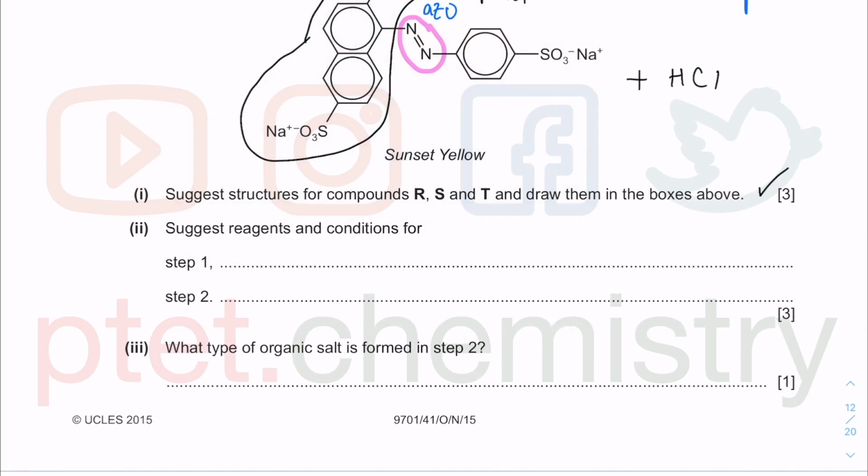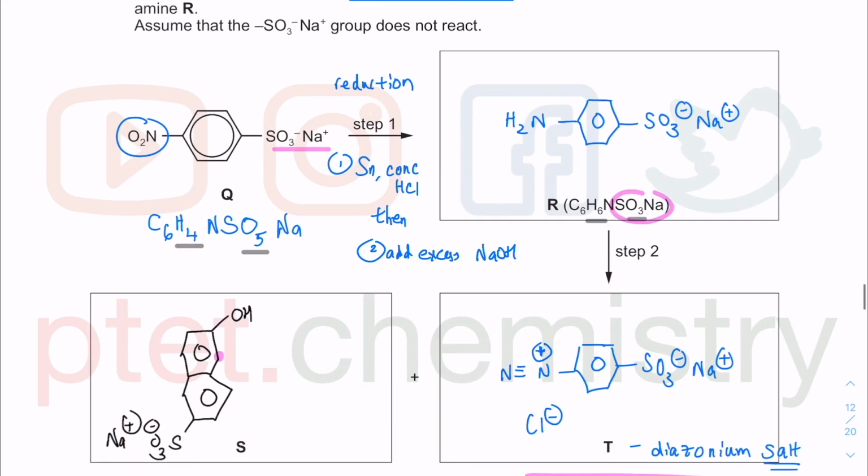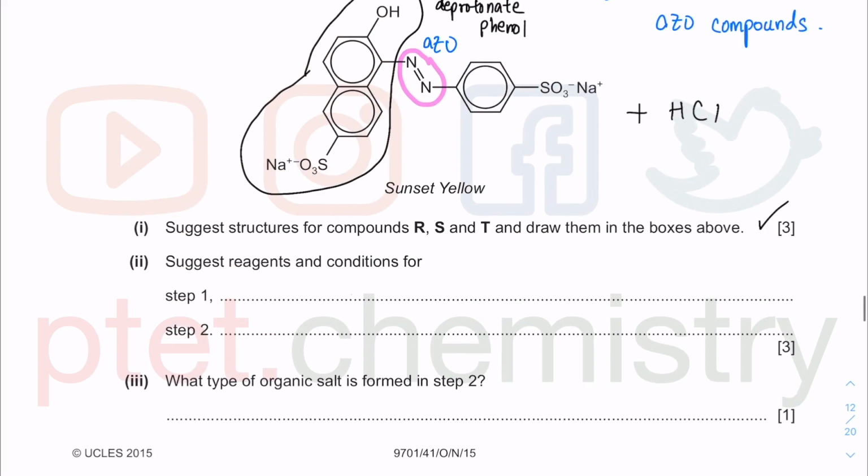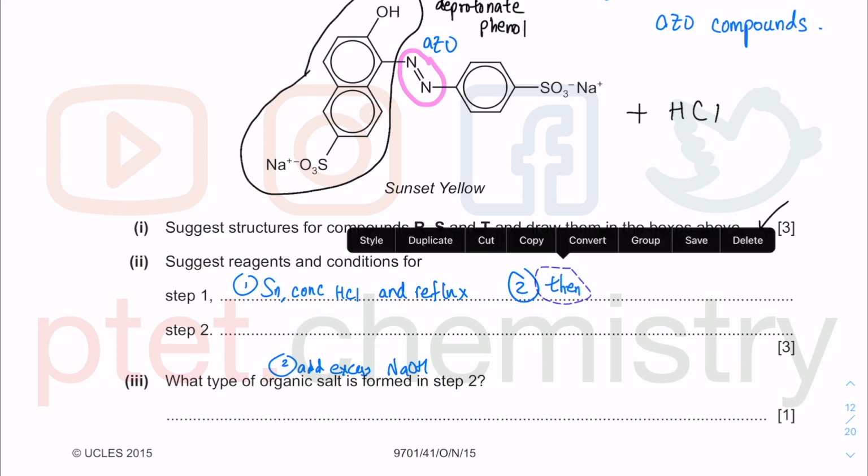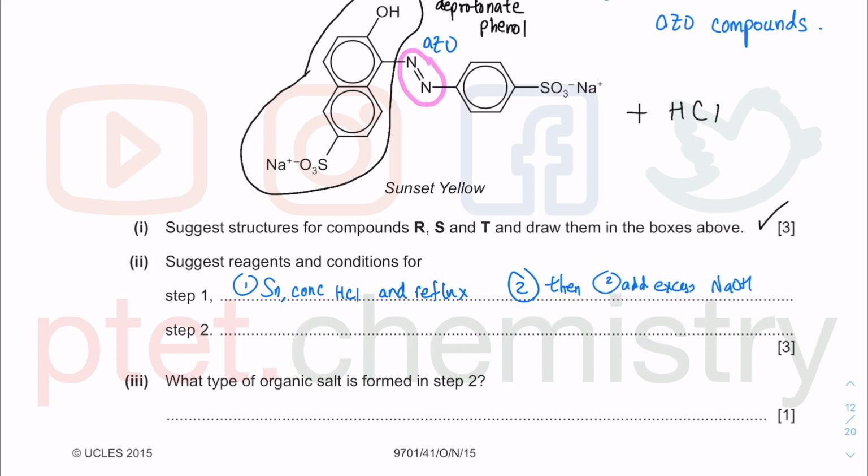Suggest the structures, I did. Suggest the reagents and conditions for step 1. I did talk about the reduction of the nitro group, including the really important adding excess NaOH at the end, so that this one is basic, that you don't get the ammonium salt. You want to get back the phenylamine because you want to form the diazonium, so you must add excess NaOH at the end to neutralize all the hydrochloric acid that you have from that first step. So that first step there also has to reflux, and then second step, you add excess NaOH.